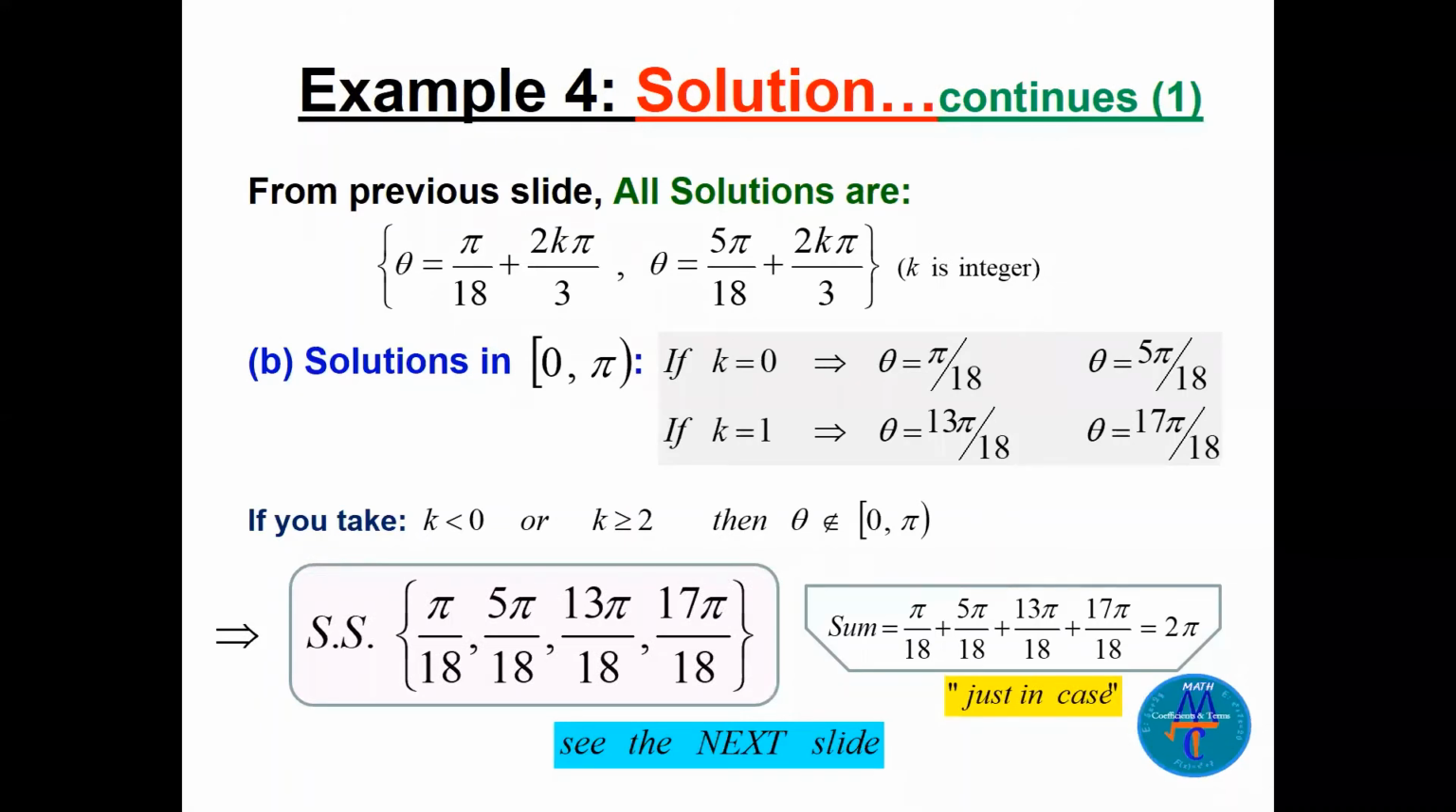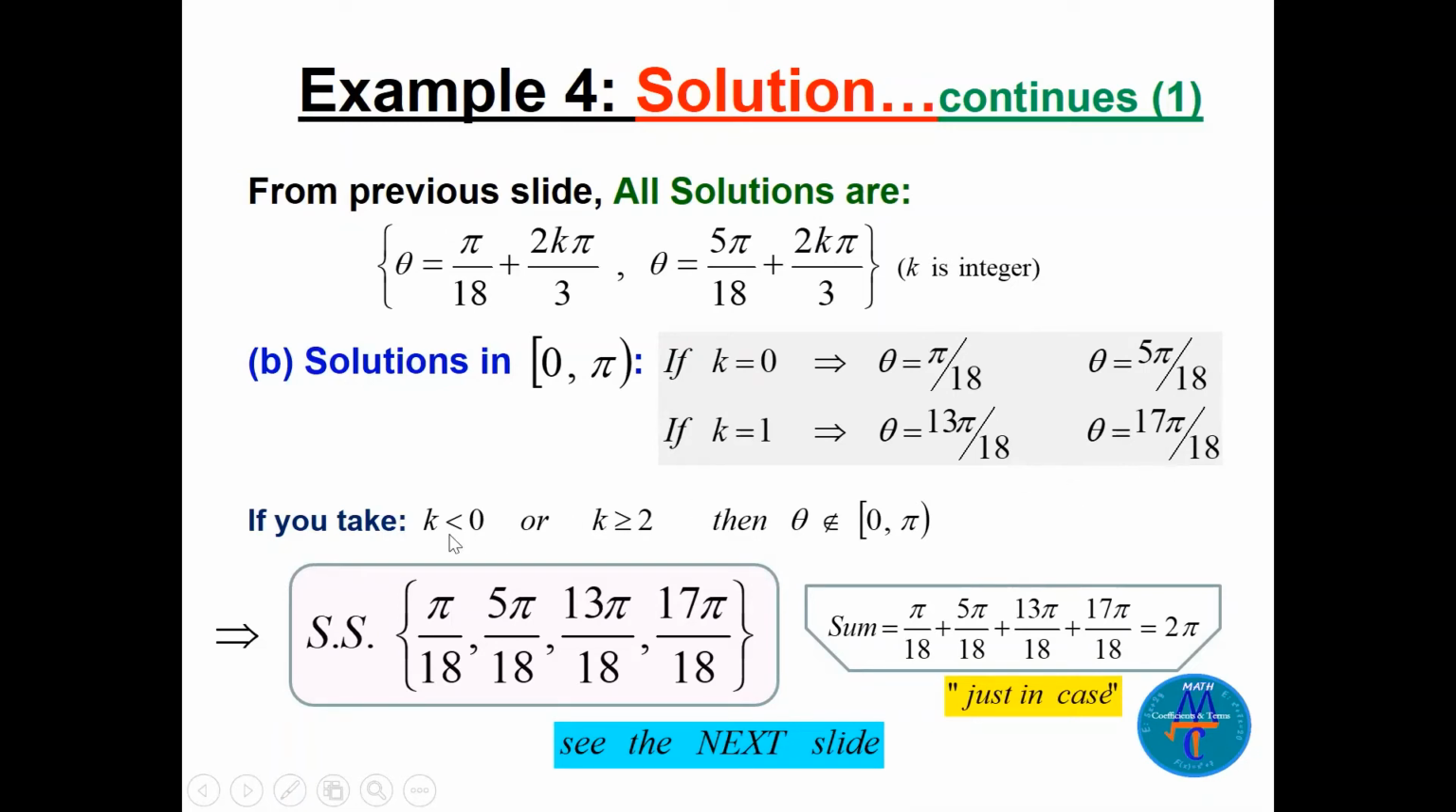Now, if k is equal to 1, we replace in the first theta: pi over 18 plus 2 pi over 3. We multiply up and down by 6, because the LCD will be 18. So we get 13 pi over 18. In the second one, we replace k by 1. We get 5 pi over 18 plus 2 pi over 3. Multiply up and down by 6. You will get 17 pi over 18.